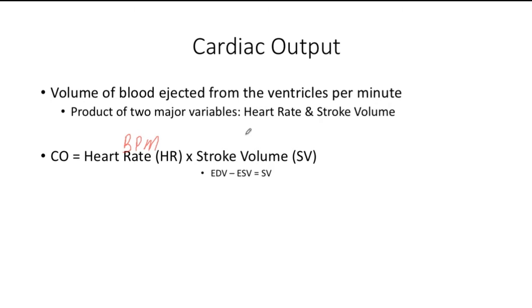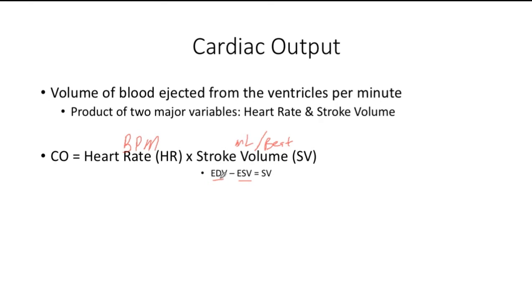And stroke volume, remember, is the volume of blood expressed in milliliters per beat. The volume of blood that is ejected from a ventricle per beat. So every time the ventricles beat, the stroke volume is the amount of blood being sent out of them. Remember, you can figure that out by taking end diastolic volume and subtracting end systolic volume from that, and you get stroke volume.